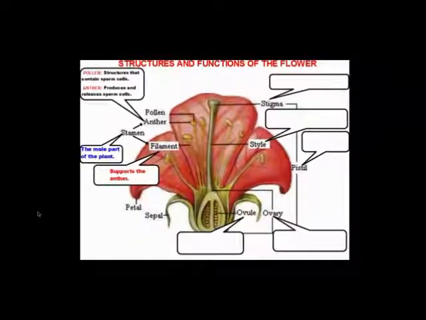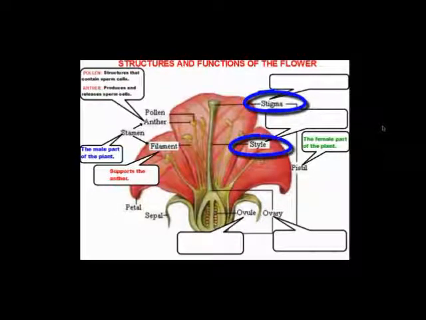Now when the pollen is being transferred, it's going to end up on the female parts of the flower. And the female parts of the flower is called the pistil. And the pistil includes the following structures. We have the stigma, the style, the ovary, and then inside the ovaries we have our ovules. So we'll start at the top with the stigma.